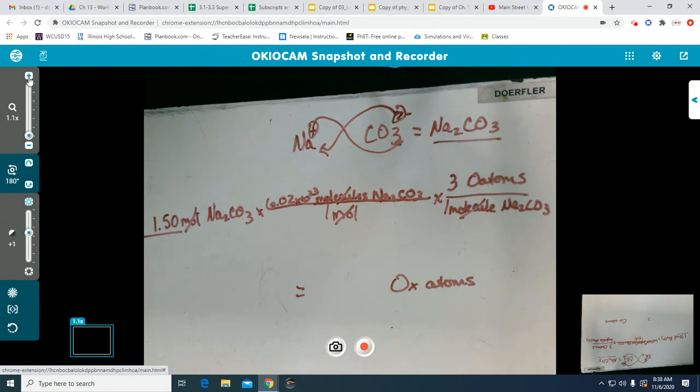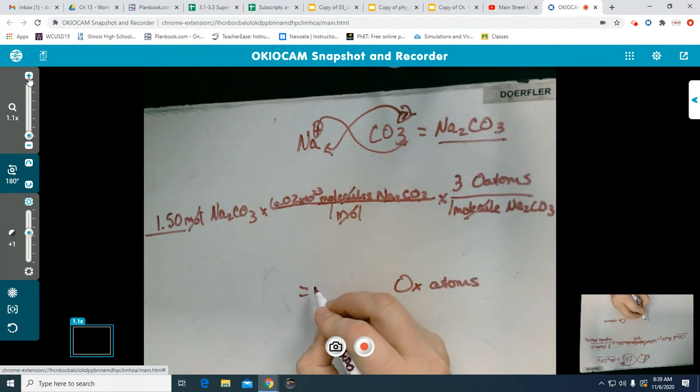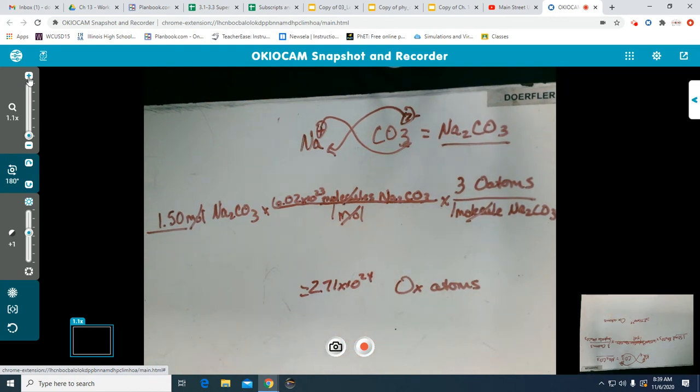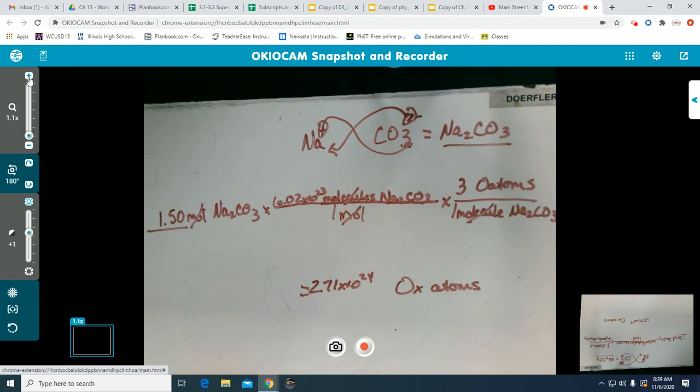2.71 times 10 to the 24th oxygen atoms. 2.71 times 10 to the 24th oxygen atoms. Are you starting to see the pattern that's developing? Okay. Start noticing those patterns. You've got that flow chart handy. You're going to be set pretty good.